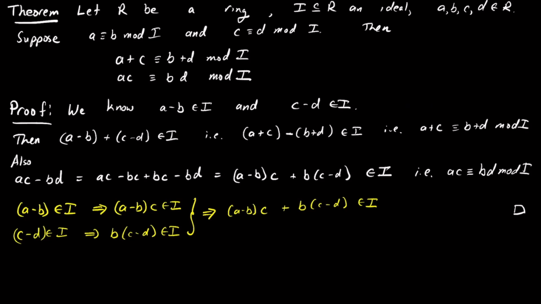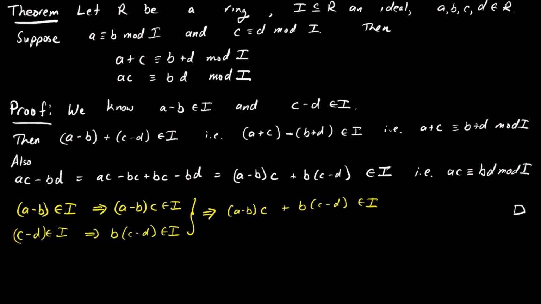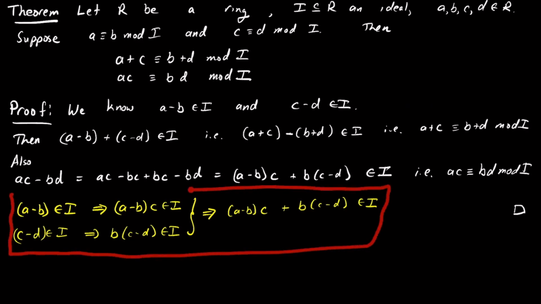And the one thing I want to point out here is that we have not used the fact that the ideal absorbs under multiplication until this very last step. So everything we did before this very last step would work for any subring, right? So the absorption under multiplication comes into play here.